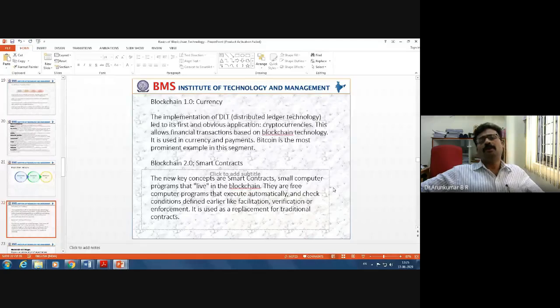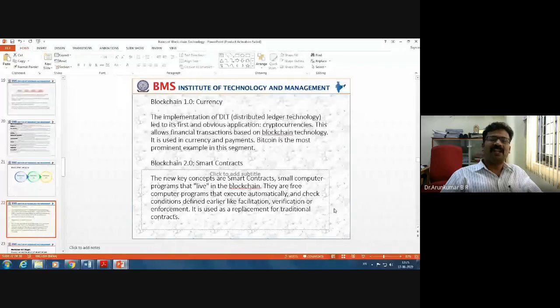Now go to blockchain 2.0, smart contracts. So the new concept of smart contracts: small computer programs that live in the blockchain. They are free computer programs that execute automatically and check conditions defined earlier, like facilitation, verification, or enforcement. It's used as a replacement for traditional contract.